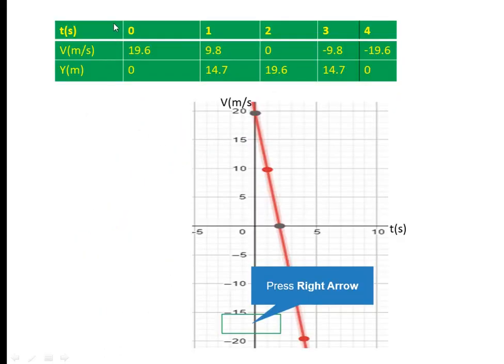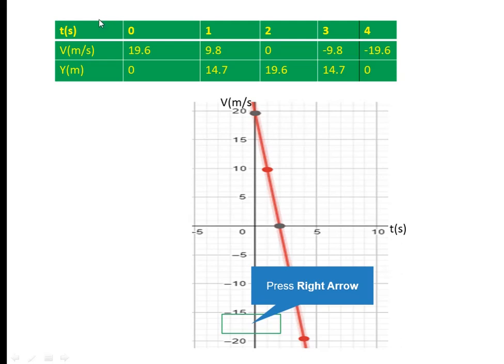At t0, the velocity is 19.6 and the position is 0 since it is at the ground. At t1, the velocity is 9.8, the position is 14.7, and since the velocity is positive, it's moving upward. At t2, the velocity is 0 and the position is 19.6. Since the velocity is 0, the object reaches the maximum height. The maximum height at 2 seconds is 19.6.